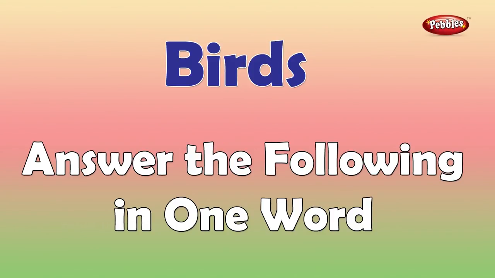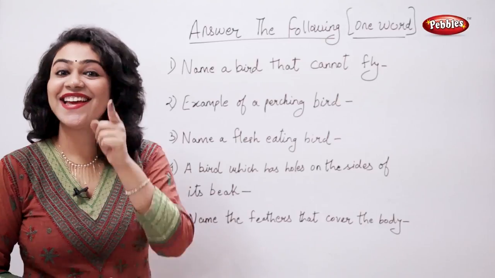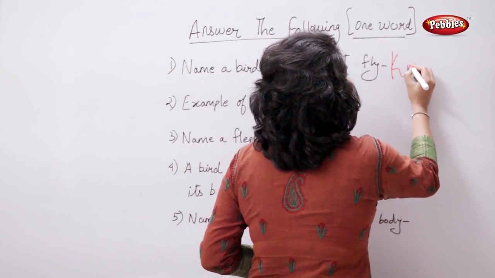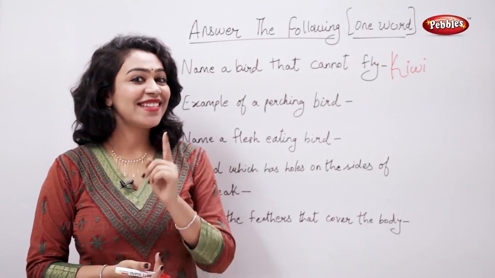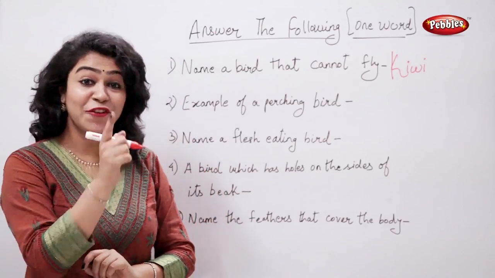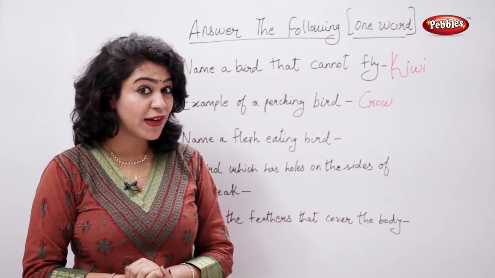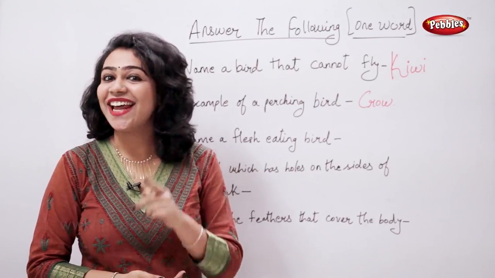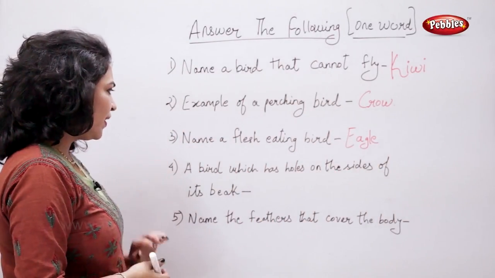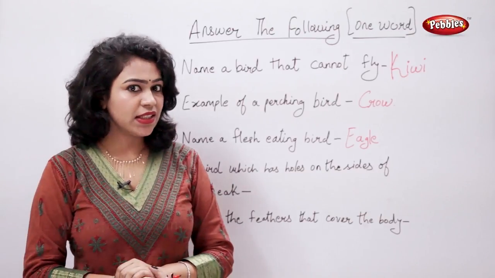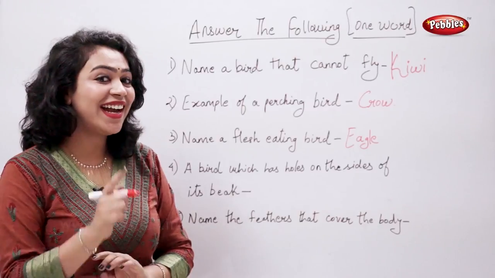Answer the following in one word. Name a bird that cannot fly. Which is that bird? Tell me. Yes. Kiwi. Now tell me an example of a perching bird. Tell me. Right. That's crow. Name a flesh-eating bird. Yes, that's an eagle. A bird which has holes on the sides of its beak. That's a tough question, I think. No? So, yes, the answer is duck.